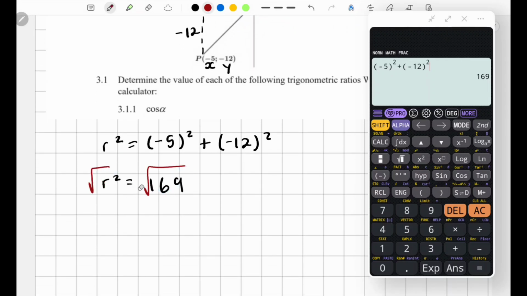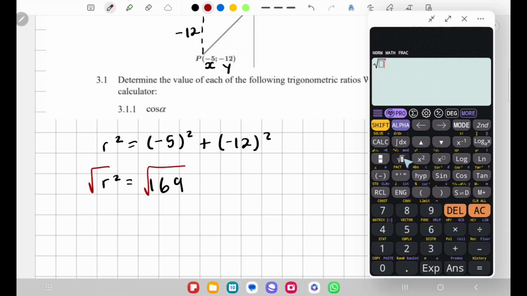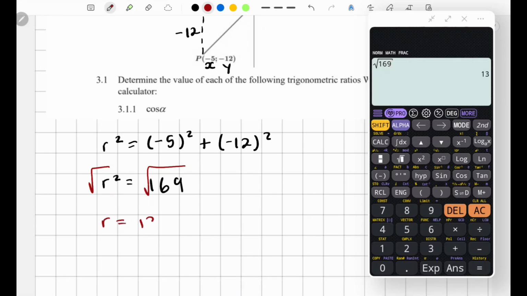Here you don't have to say plus or minus because the radius is always positive. It is a length. Lengths cannot be negative. So the square root of 169 is 13. So we have r is equal to 13.